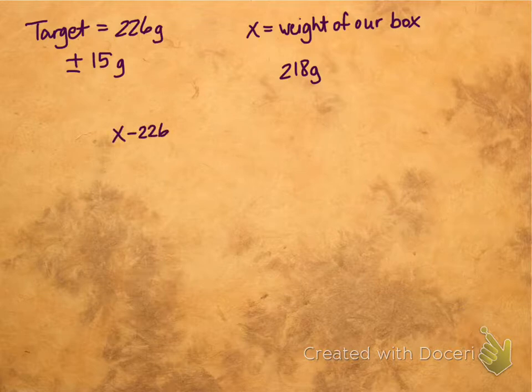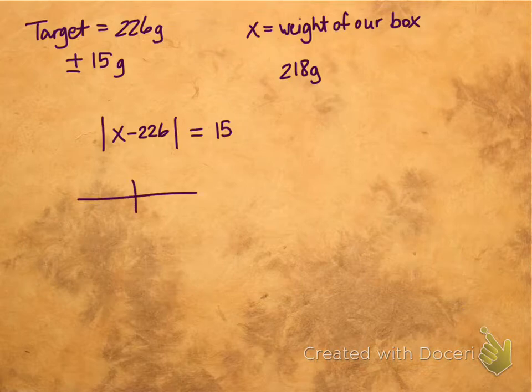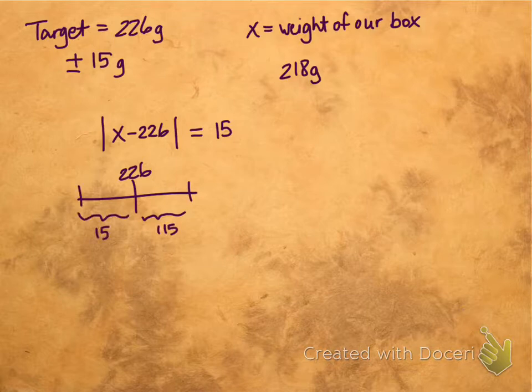if we take what our box weighs and we subtract the target, then the absolute value of that should be the distance, right? That should be this distance on either side of 226. So we should have a 15 here, plus 15 on this side, minus 15 on that side. Maybe I should put it down below because that's not really a number. So we want this distance to be 15. This distance has to be 15.